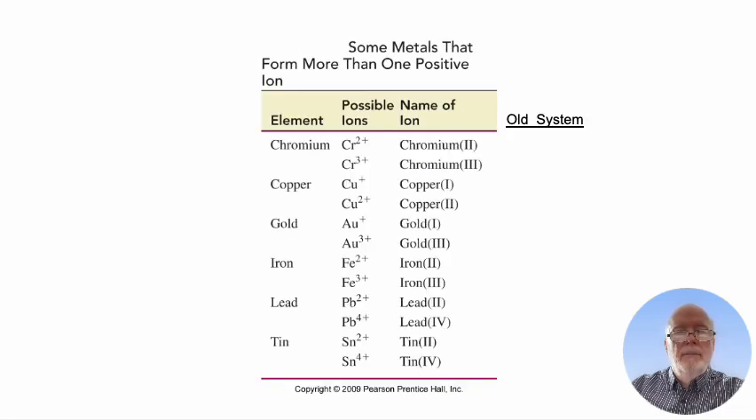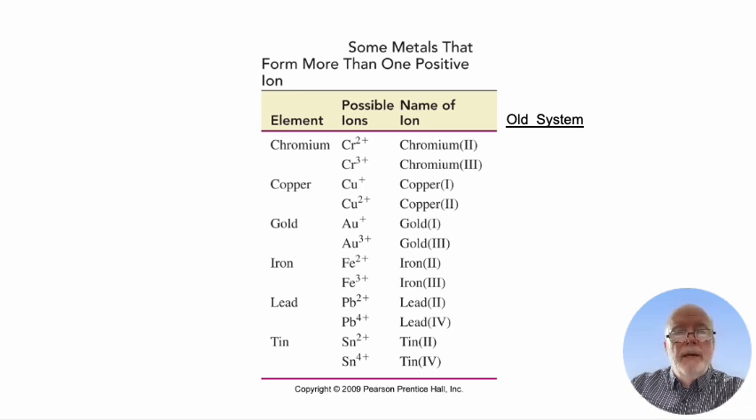So here is a list of some ions from the transition metals that can have more than one charge. This is why they call them type 2 ions. Now, you notice though the charges aren't always the same. For chromium, we see 2 and 3. For copper, we see 1 and 2.